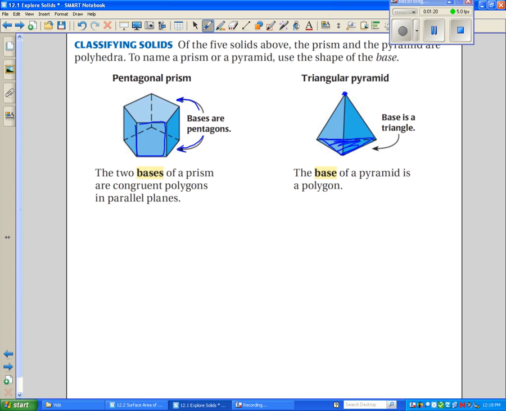Now this is mostly a review from middle school, so that's why I'm zipping through this. But go ahead and draw an example of a prism and an example of a pyramid in your notes, please.